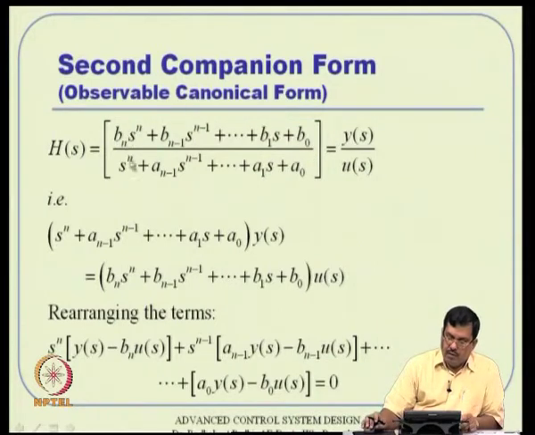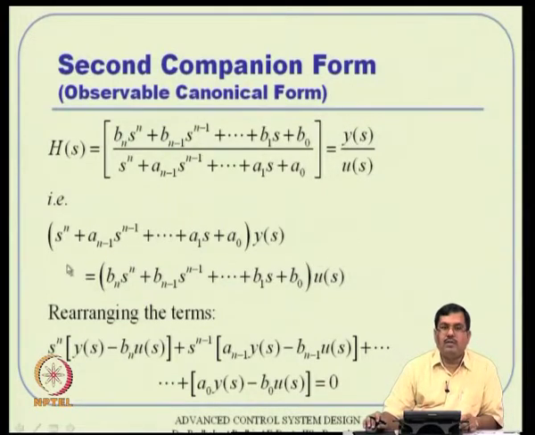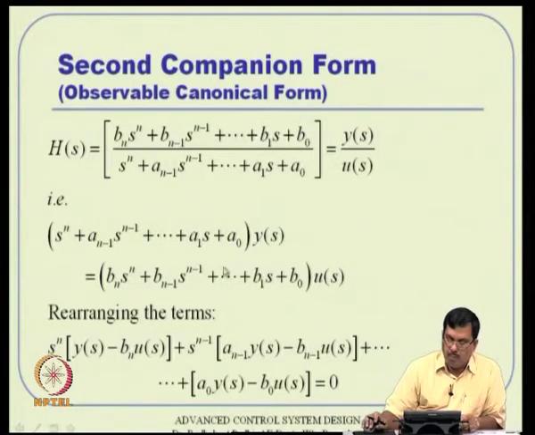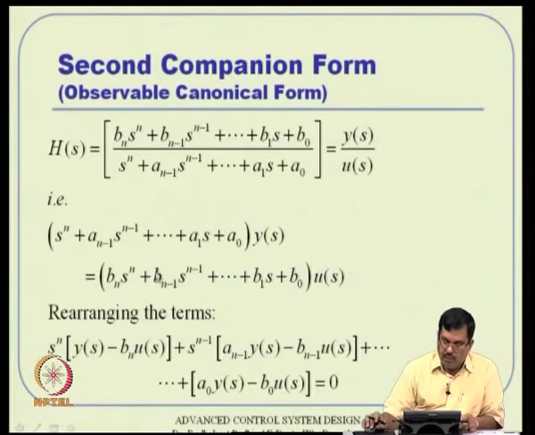We start with the same generic proper transfer function, of the same order, and again multiply the two sides. Then we start looking at this equation in the Laplace domain in a slightly different way. Let us arrange these terms this way. I take all the terms to the left hand side and start taking the powers of s to the n minus 1 like that.